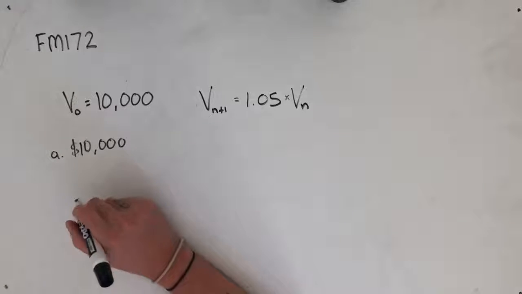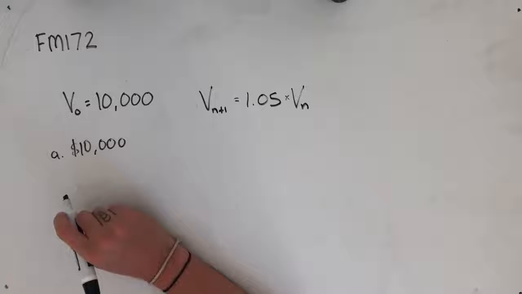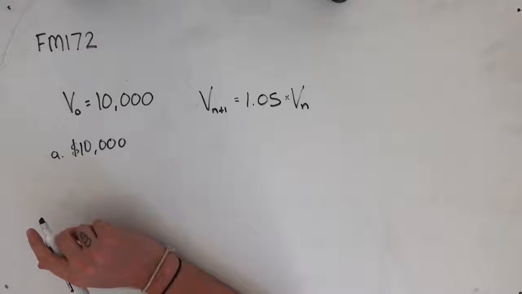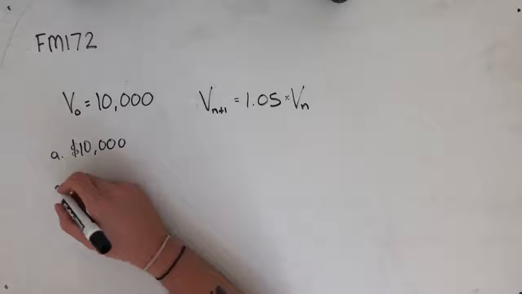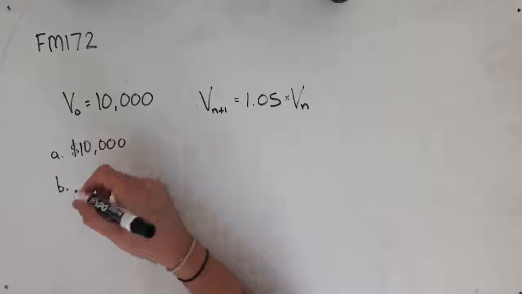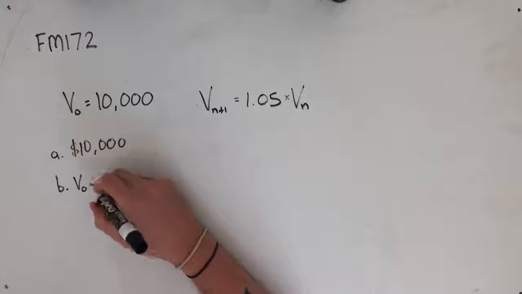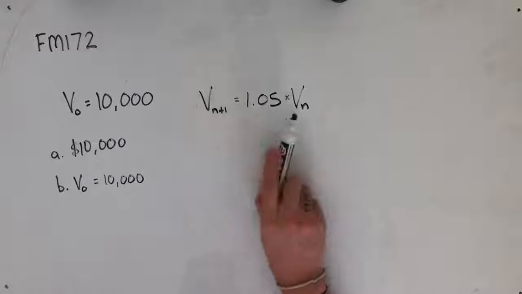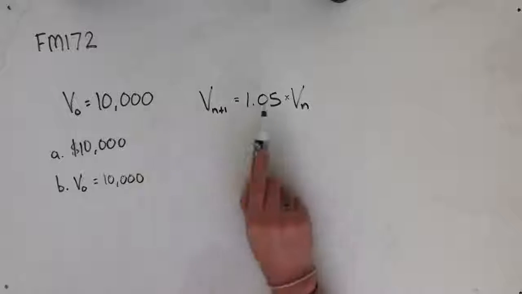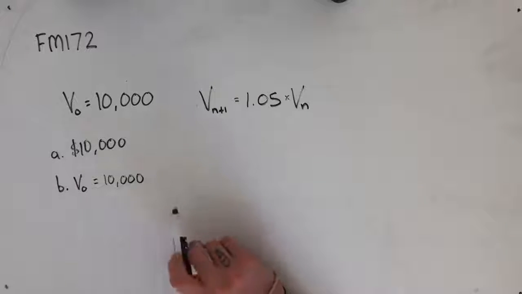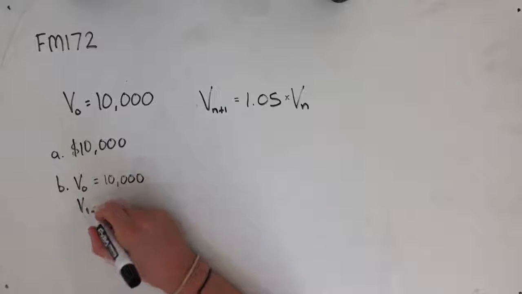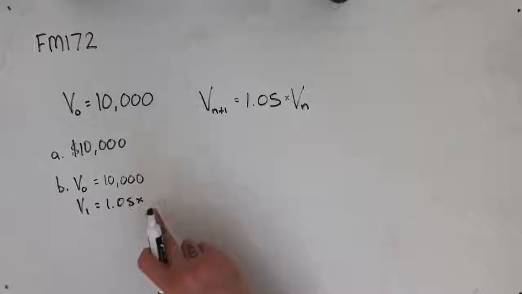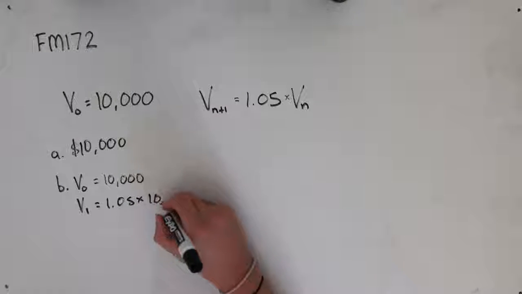Part B then asks, use recursion to write down calculations that show the amount of money in Dylan's savings account after 3 years. V3 will be 11,576.25. So if we do a few steps of recursion here, we've got V0, we already know that's 10,000. And then this recursion relation tells us in order to go from one value to the next value, we need to multiply by 1.05. So V1 is going to equal 1.05 multiplied by our value of V0, which is 10,000.